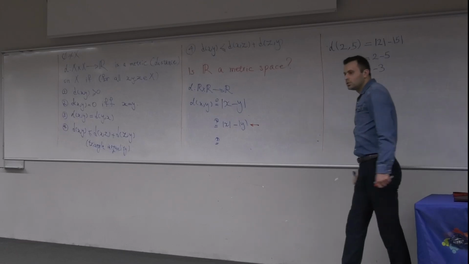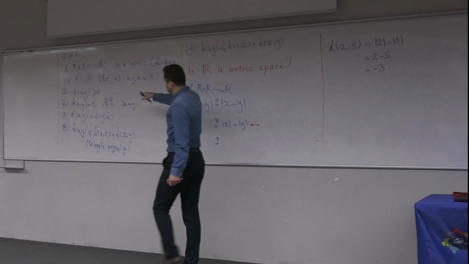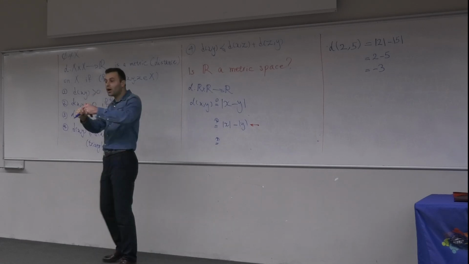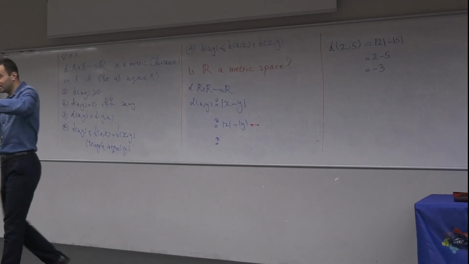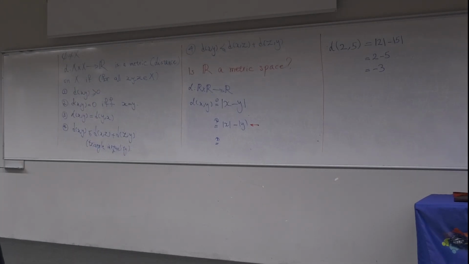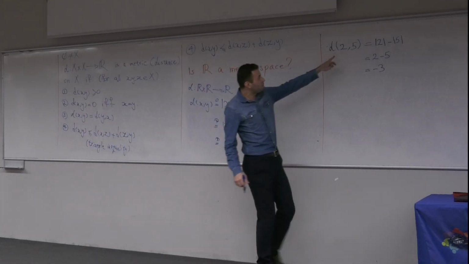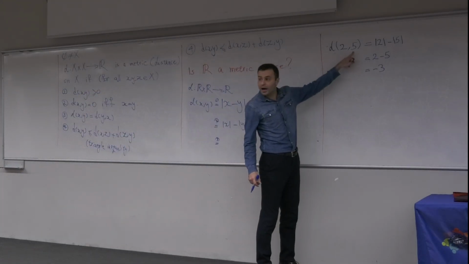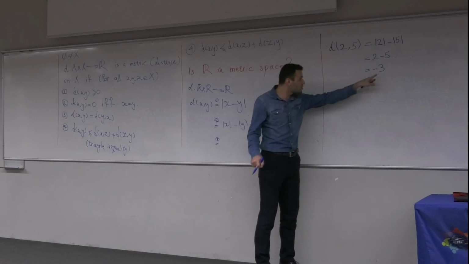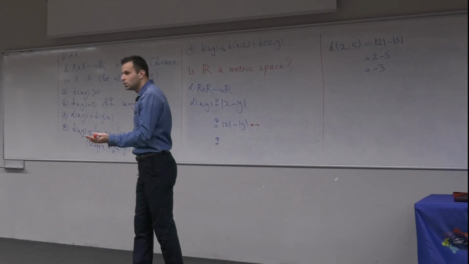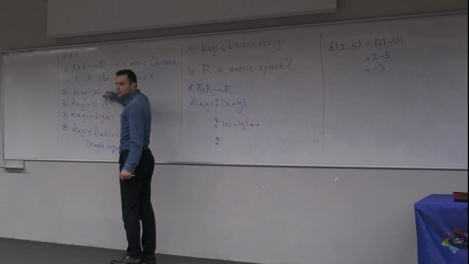Minus 3. Question, does this contradict with this or not? No. It contradicts with this. We need to have a measure, a distance, such that it is going to be positive. Always it must be a positive number. Yes, we have calculated the distance between number 2 and number 5, and that distance is minus 3. Is this something acceptable for us? No, because we said that we should have positive numbers, right?